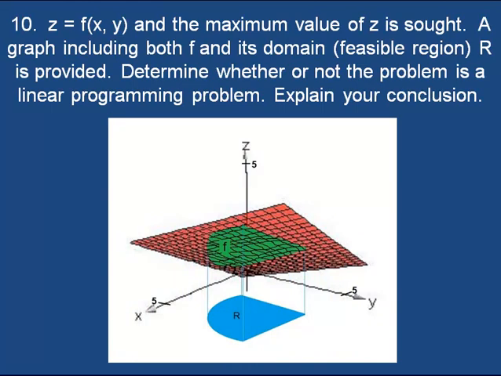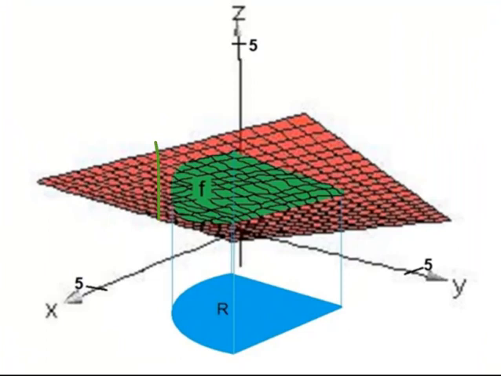Exercise 10. Z is a function of x and y, and the maximum value of z is sought. Okay, it's optimization. A graph including both f and its domain, the feasible region, R, is provided. Determine whether or not the problem is a linear programming problem. Explain your conclusion. Okay, looking at function f there, the graph.